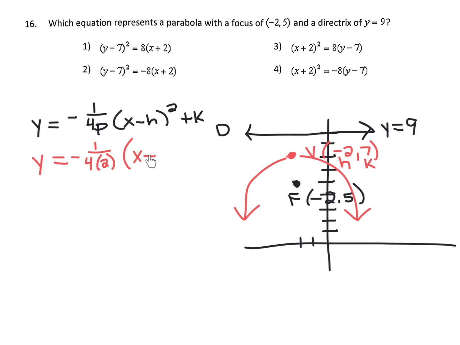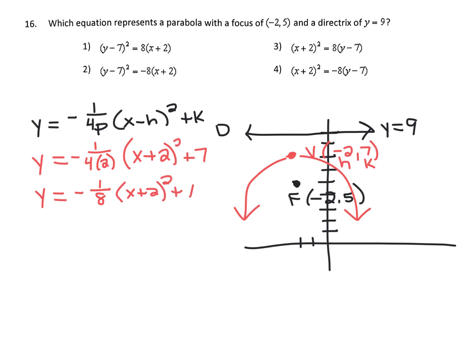So we have x minus -2. Well, instead of having a minus negative, doesn't that become a plus 2? And then in place of the k, we're going to put the 7. All right, so let me just write this a little neater. So we have y equals -1 over 4 times 2 is 8 times (x plus 2) squared plus 7.